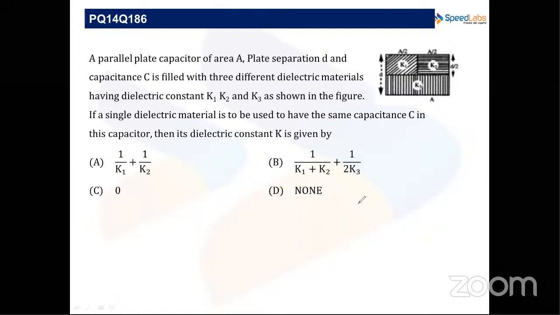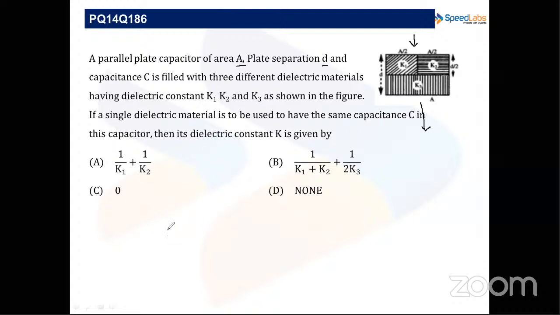So here a parallel plate capacitor of area A and plate separation d. So plate separation is given in this manner. That means the plates must be connected like this, right? Because that is the plate separation. So the capacitors are connected like this. The picture is not that clear, but the thing is they are having dielectric constants K1, K2 and K3 as shown in the figure. And if a single dielectric material is to be used to have the same capacitance C in this capacitor, then the dielectric constant K is given by what?